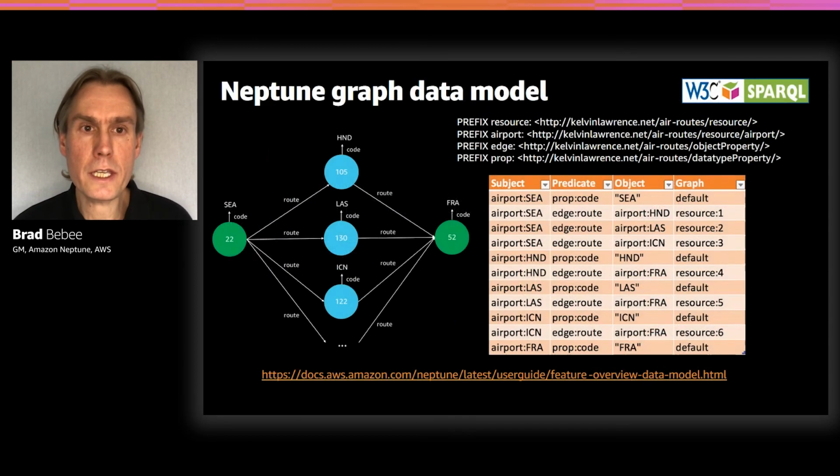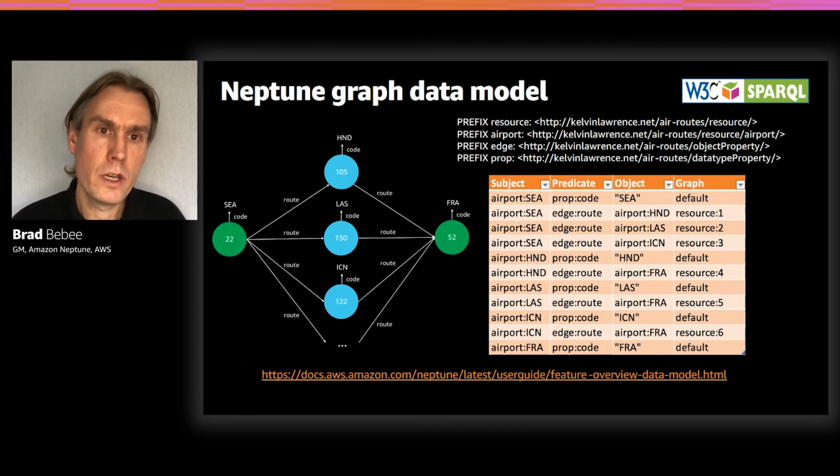So let's look at the data model. Again, we have the quad representation. You'll see the prefixes that we talked about. And we look at the first row. It also represents the Seattle node, but you'll see as the subject, rather than having a code or a node ID, we have an IRI, and then you'll also see the rest of it looks very similar.